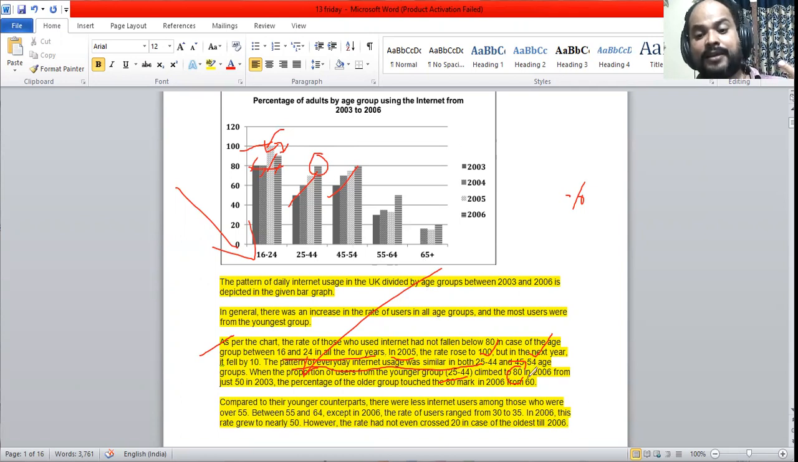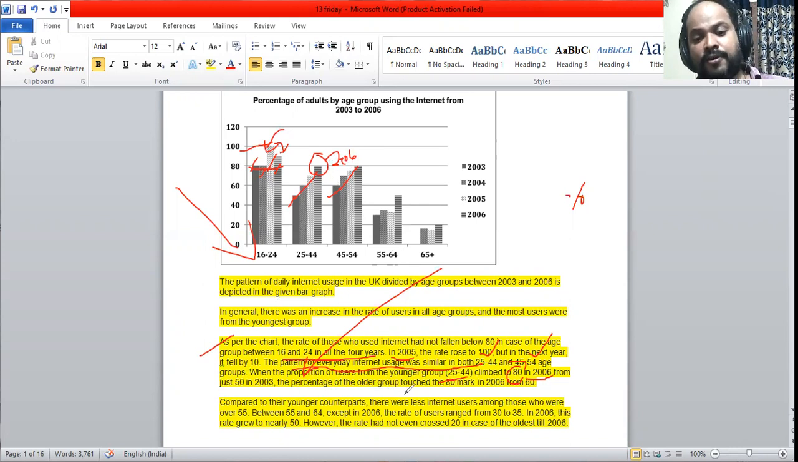So when has it happened? In 2006. In 2006, it climbed to 80 from just 50 in 2003. So it was just 50. Now it has become 80.